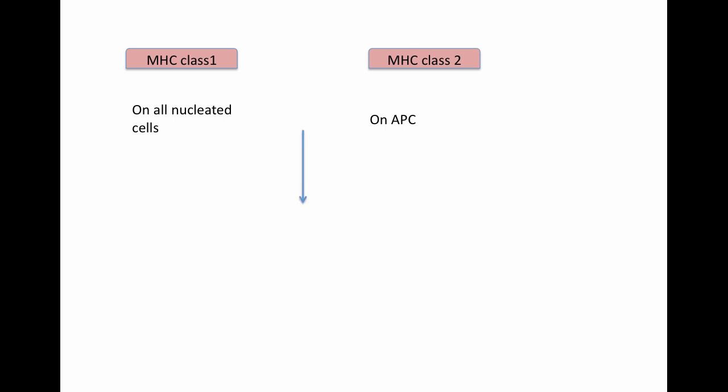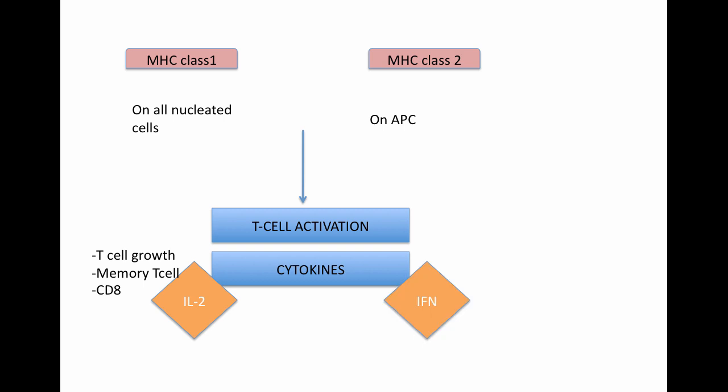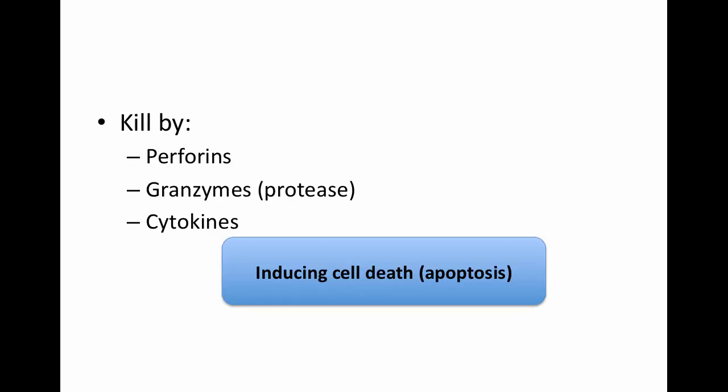As we said, when MHC and the antigen bind, they will activate T cells, and T cells will produce cytokines. The two most important cytokines are interleukin 2, which helps the T cell grow, produce memory cells, and activate CD8. The second cytokine is interferons. Interferons help macrophage activation. So when the macrophages and the CD8 are activated, they promote cell killing by the perforins, which are proteins that create holes or pores in a membrane. Granzymes are enzymes that break up the membrane, like protease, and cytokines which induce cell death or apoptosis.